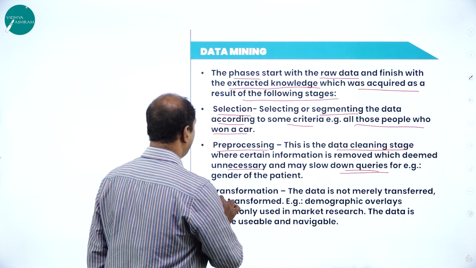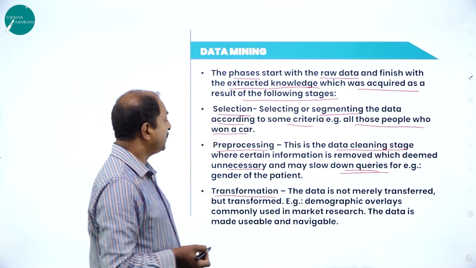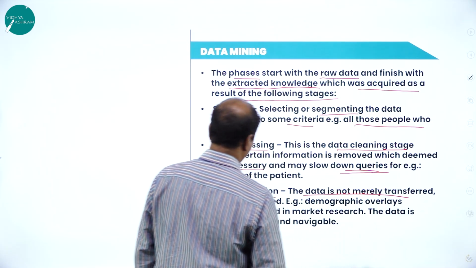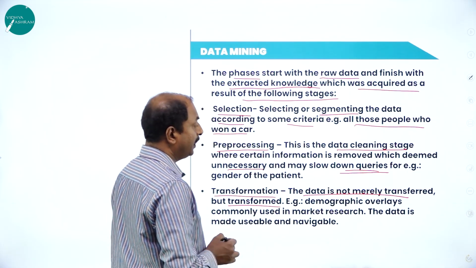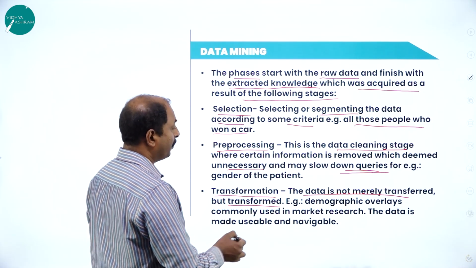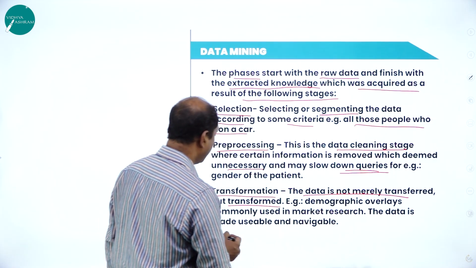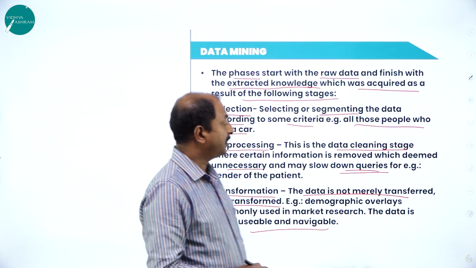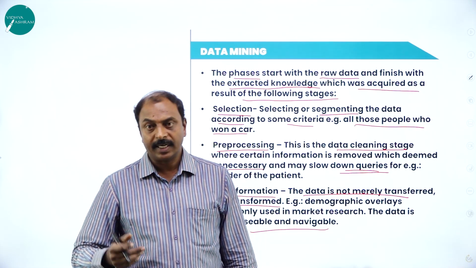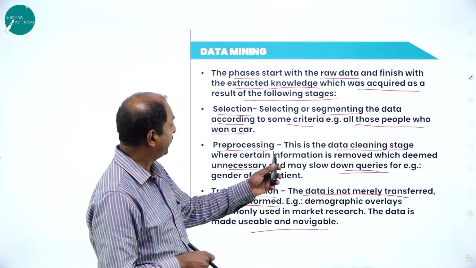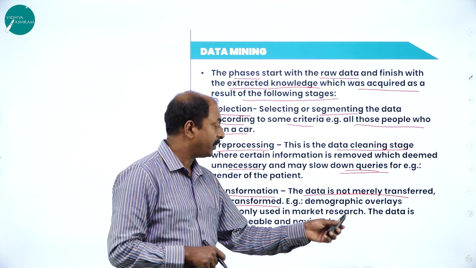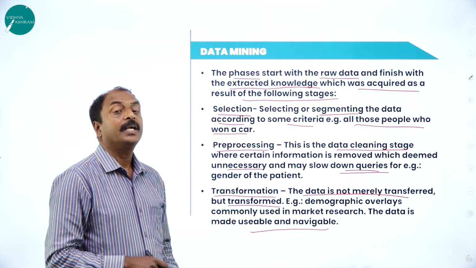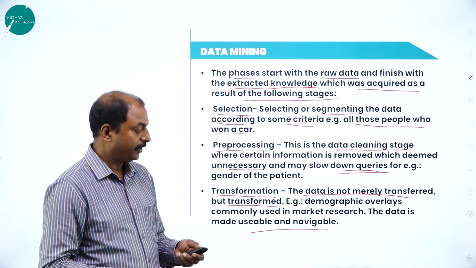Next one is transformation. What is transformation? The data is not merely transferred but transformed. For example, demographic overlay, commonly used in marketing research, makes the data usable and navigable. Whatever data is collected for data mining in our database has to be transformed as per our market research. This is data transformation.